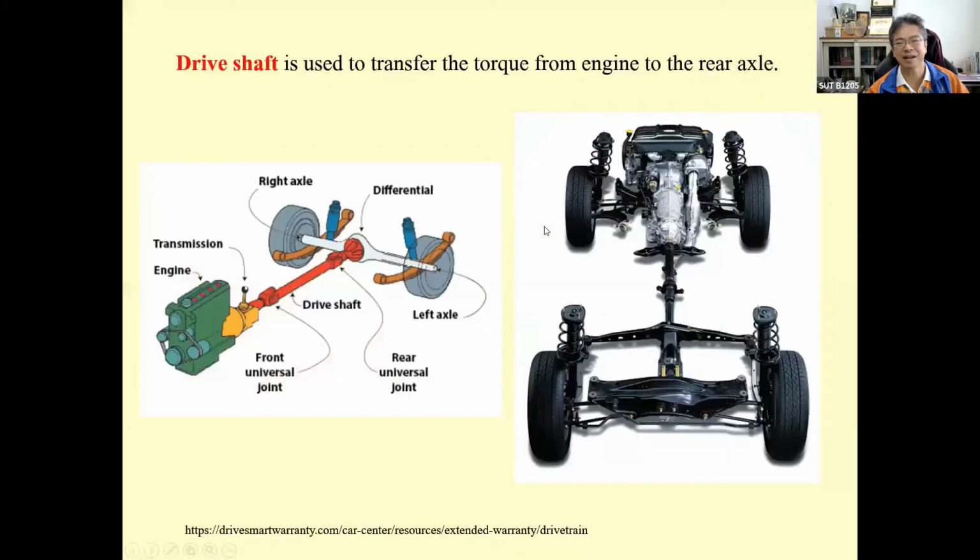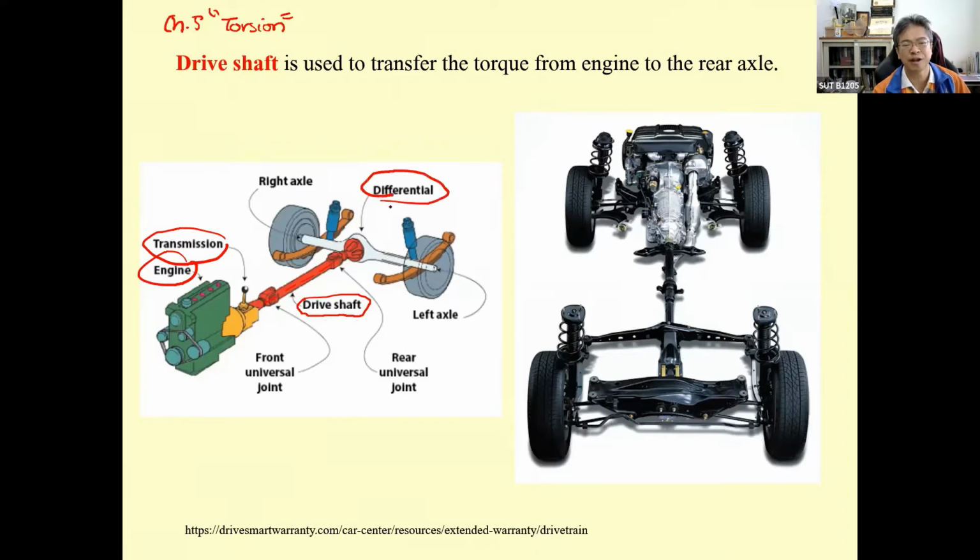Okay, quiet. Let me come back to what we have on chapter 5. We're talking about torsion, and you can see it from this graphic. We have the drive shaft. The drive shaft is the torsional member. It is used to transfer the torsion from the engine and the transmission system to the differential and to the left and right axle to drive the car. For the real thing, it is in these pictures.